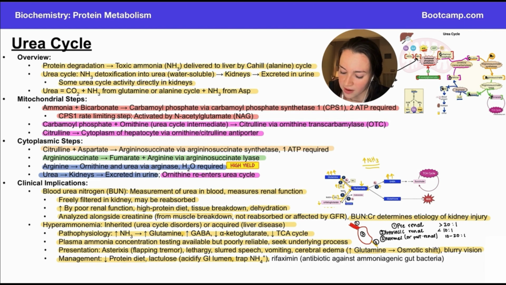Another treatment is rifaximin, and rifaximin is actually an antibiotic. It's also working in the gut, and this is going to kill off gut bacteria that make ammonia. Practically on the wards, lactulose is the thing you're going to see the most.